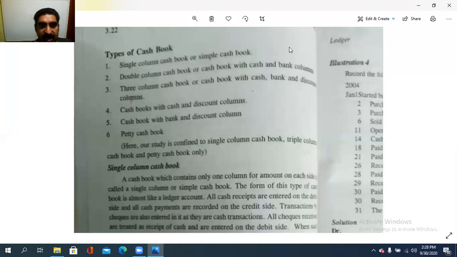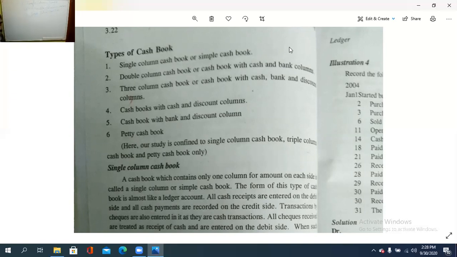Then, there are several types of cash book. One is the simple cash book or single column cash book. Number two is the double column cash book, or cash book with a cash and bank column. And the third is the triple column cash book or three column cash book, or cash book with cash, bank and discount columns.